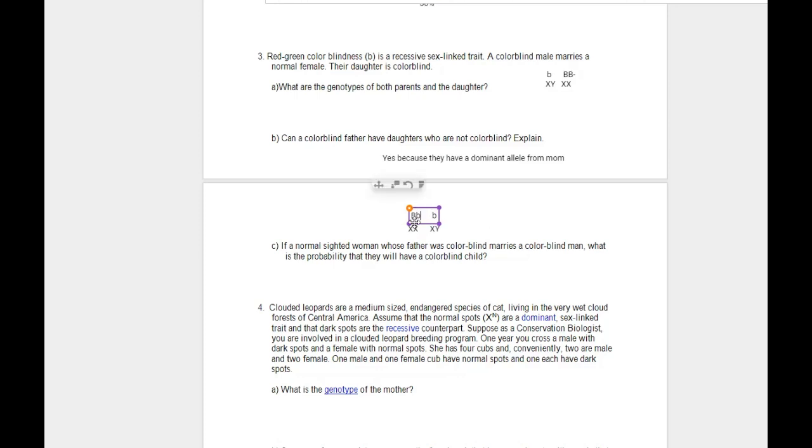Because remember, dad gave her that, and he's colorblind. What is the probability they will have a colorblind child? Well, if we're doing the boxes, and I will do the boxes for you this time. Where's my darn boxes? Drawing.